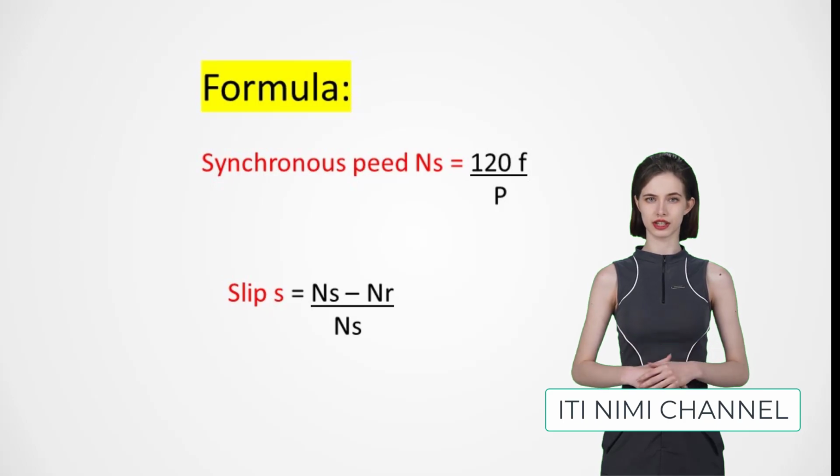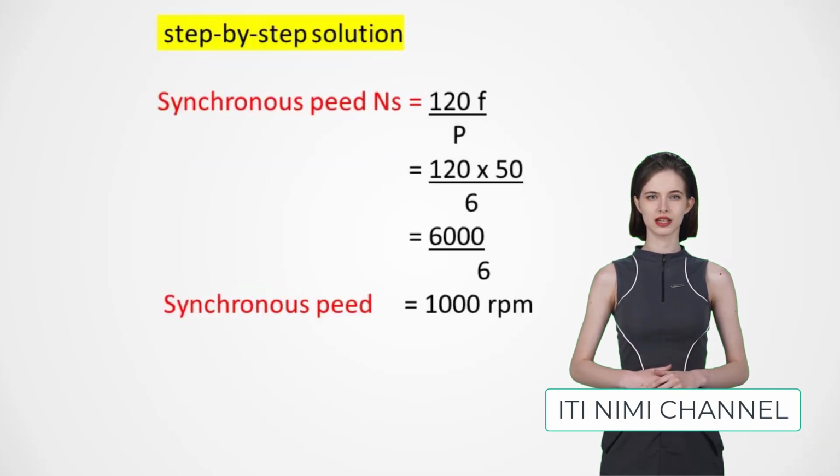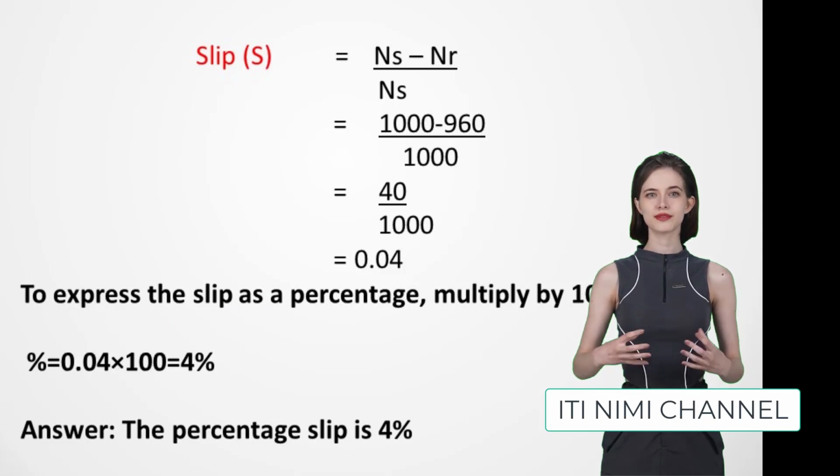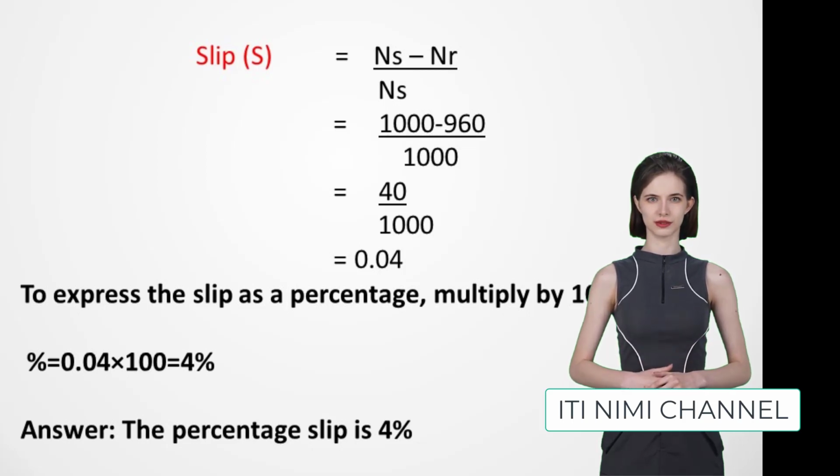First, let's find the synchronous speed. Using the formula, we multiply 120 by 50 and then divide by 6, giving us a synchronous speed of 1000 rpm. Now, to find the slip, we subtract the rotor speed of 960 rpm from this, and then divide by 1000. This gives us a slip of 0.04, or 4% when expressed as a percentage.